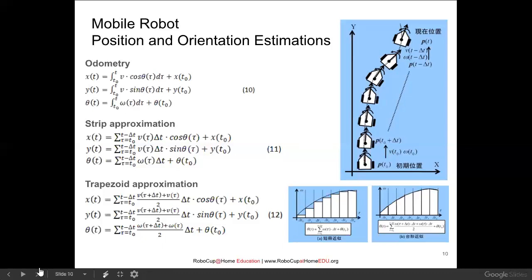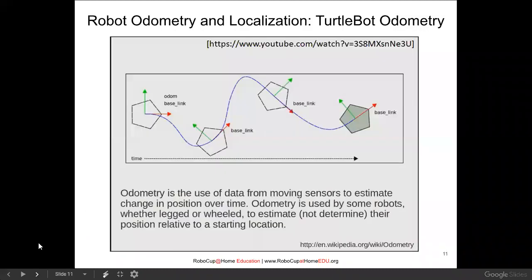Right, so next slide. Okay, so now you understand how we can estimate the odometry. So now let me explain in a total robot way. Imagine the whole robot is moving on the plane. So now we have the robot that's moving over the time.